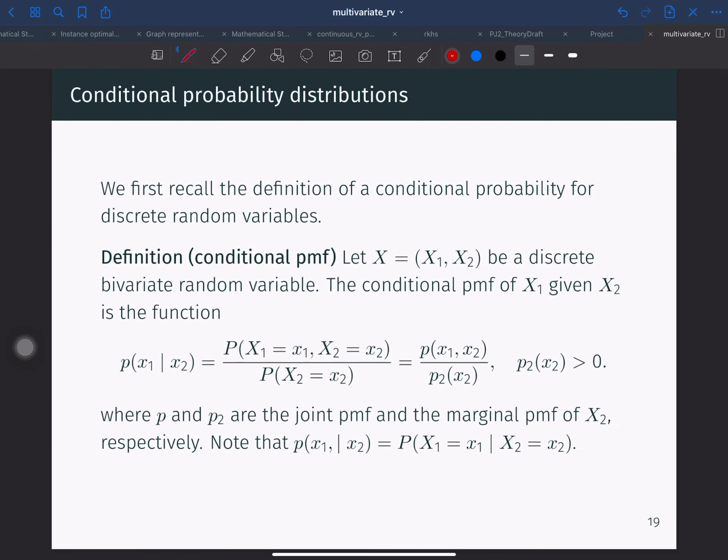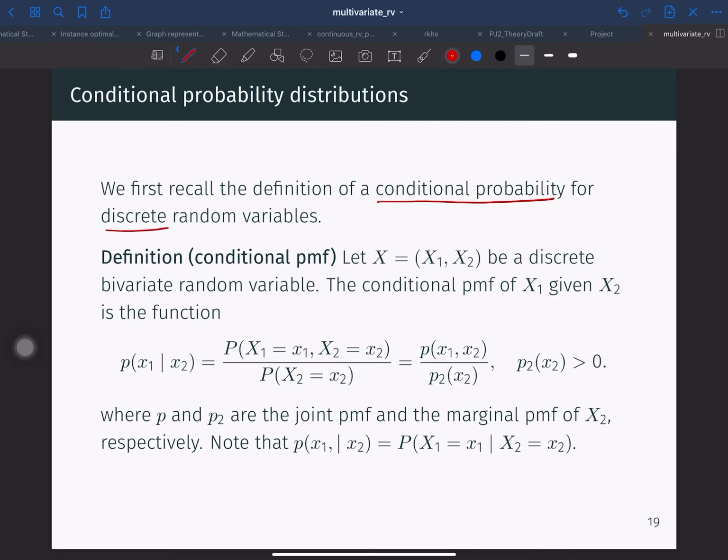Okay, so now we will move on and revisit the notion of conditional probability in the case of bivariate random variables. So we will note first that the conditional probability for discrete is easy, but it's a little bit more complicated when we talk about the continuous case. Okay, so let's talk about the notion of conditional probability for discrete random variables first.